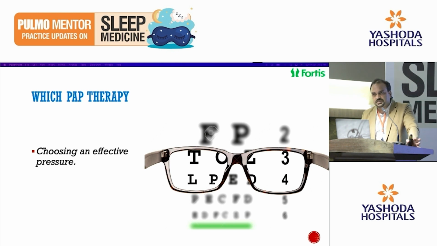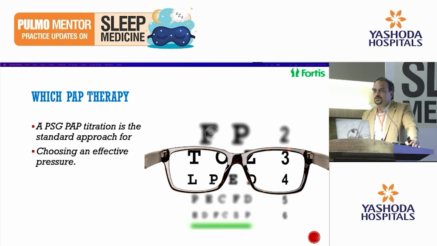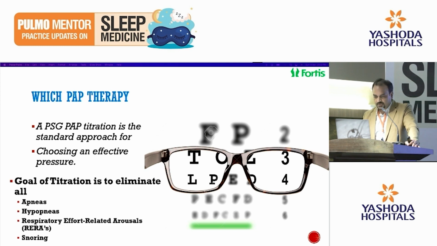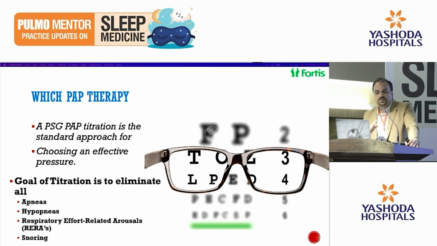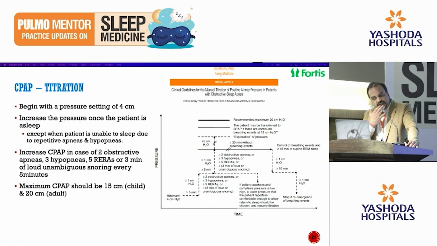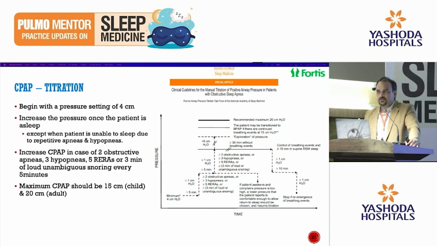Choosing an effective pressure, the most important thing is you should do a good polysomnographic titration of your patient within a standard approach, right? And what are the goals of this titration? The goal of titration is that there has to be elimination of all apneas, all hypopneas, and all respiratory effort-related arousals, which is a little controversial, but it is the standard protocol, and if possible, all the snoring also. If you can eliminate all these things by carefully titrating your patient with a PAP device, probably the acceptance is best. There are guidelines given by the Sleep Association in terms of how to titrate your patient while you are applying CPAP.